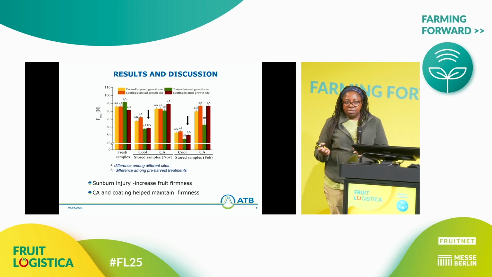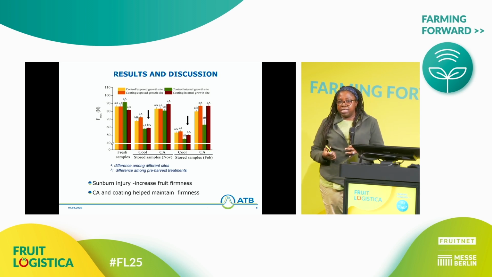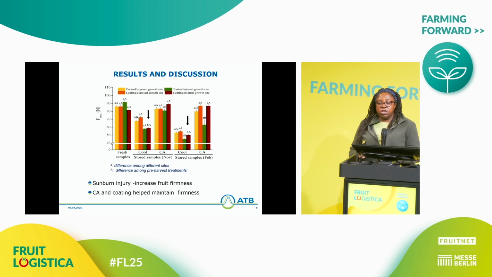There is evidence that fruit exposed to excess solar radiation have high firmness. But in this study, we can see that with fruit that were stored in the cold, we cannot assign that to sunburn because that was not obvious with other treatments. What's obvious from this study is that controlled atmosphere storage and the coating help maintain firmness throughout the storage.